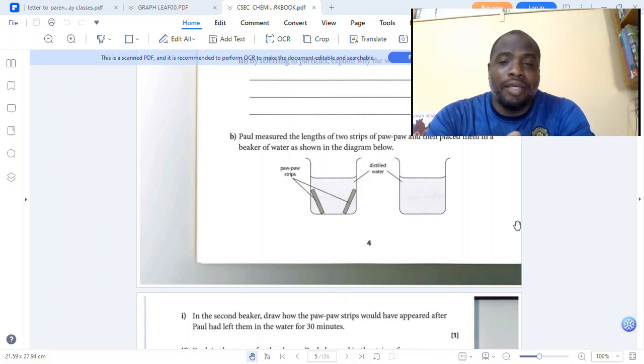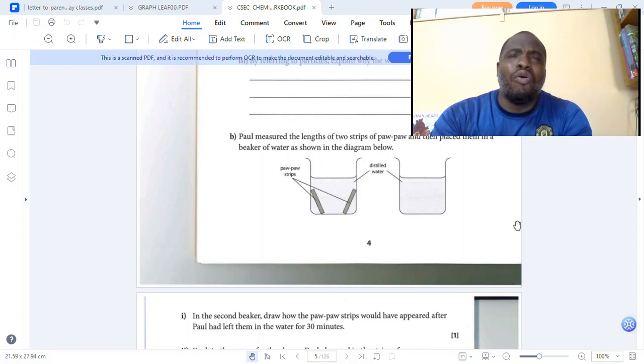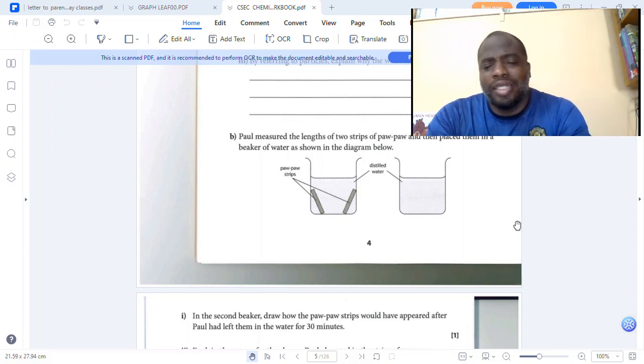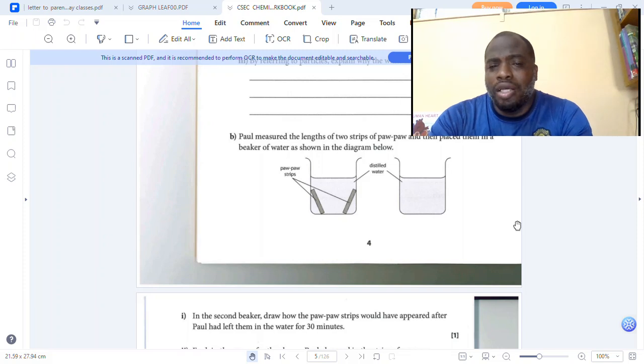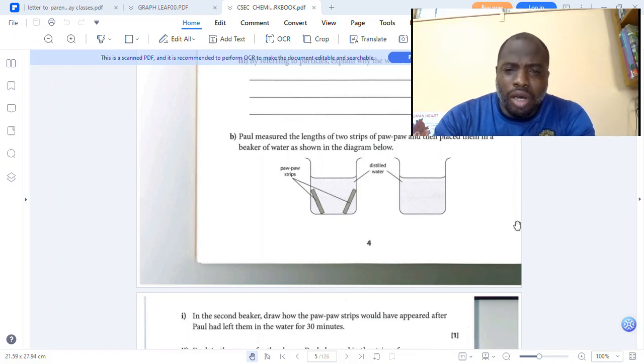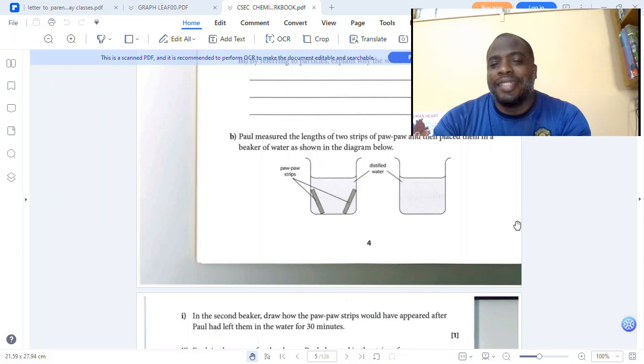And the cytoplasm is comprised of a lot of water. About 70 or 80% of the cytoplasm is water, right? But Paul placed the papaya strips in distilled water. So the water in the beaker has more water molecules than the cells in the papaya.